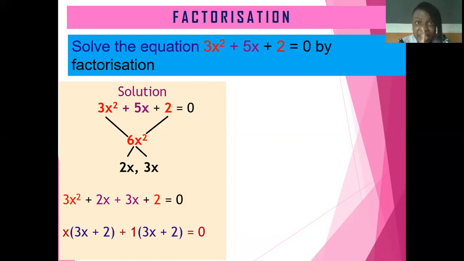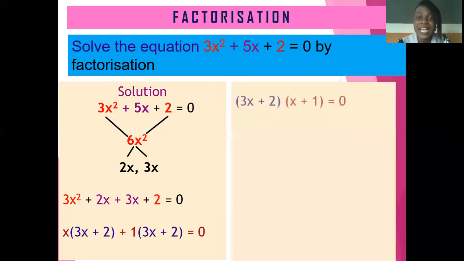So like I said, you pick one of the two brackets, and then you combine the terms outside the brackets. So you have 3x plus 2 into x plus 1, okay, equals to 0. And our premise is that we need to equate each bracket to 0. So let's start with the first bracket.